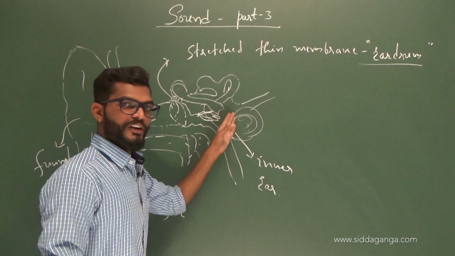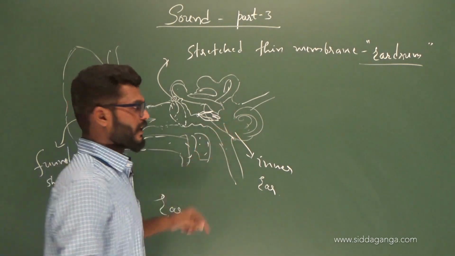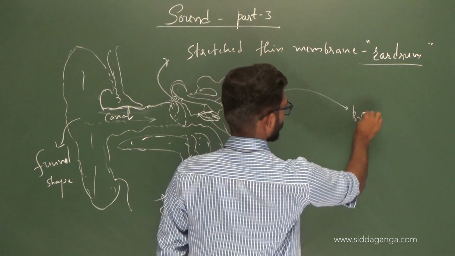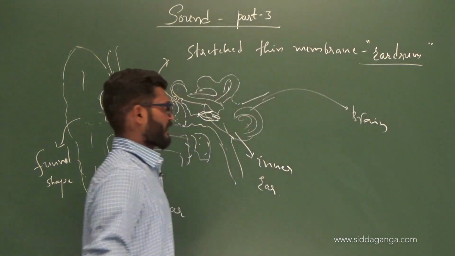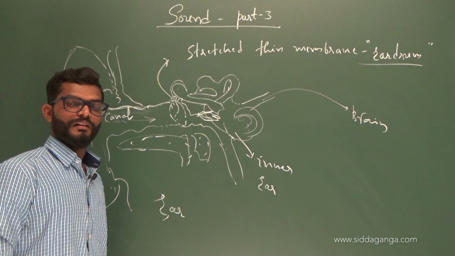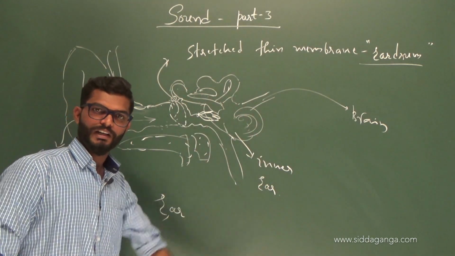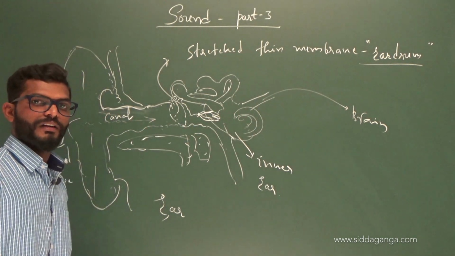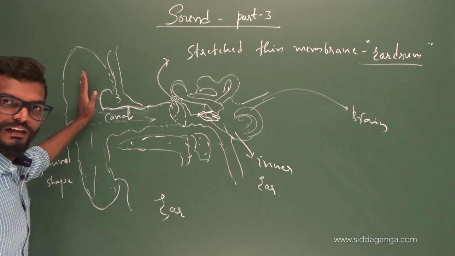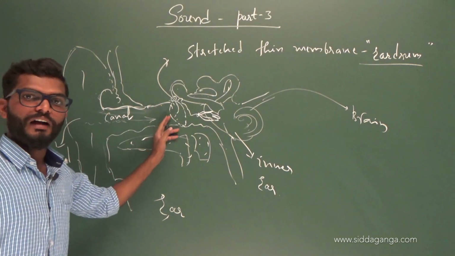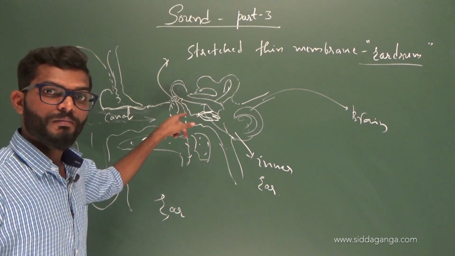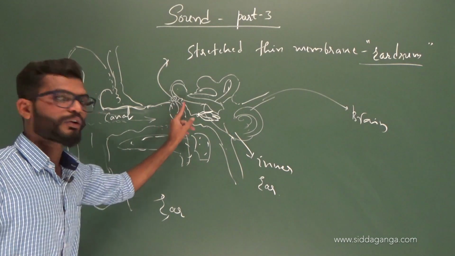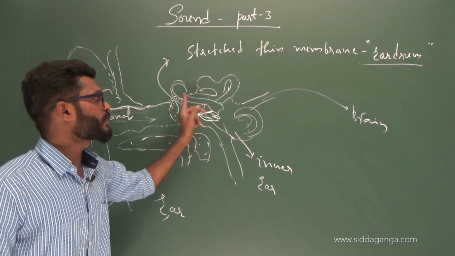So the vibrations which are in the inner ear then enter into the brain through the nervous system, right? So it enters at last to the brain. So once the sound reaches the funnel-shaped outer ear, it travels through the canal and touches the eardrum, a stretched thin membrane present in the middle ear, or say close to the inner ear.